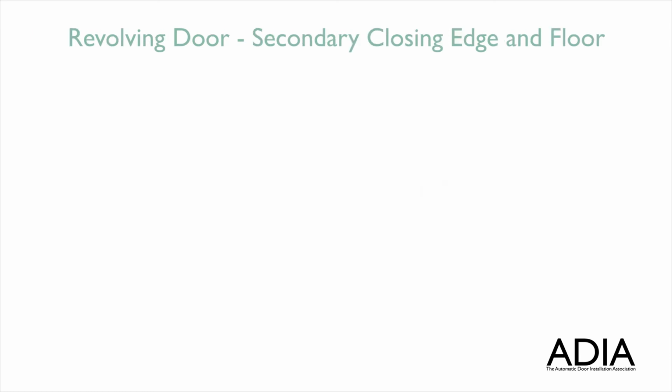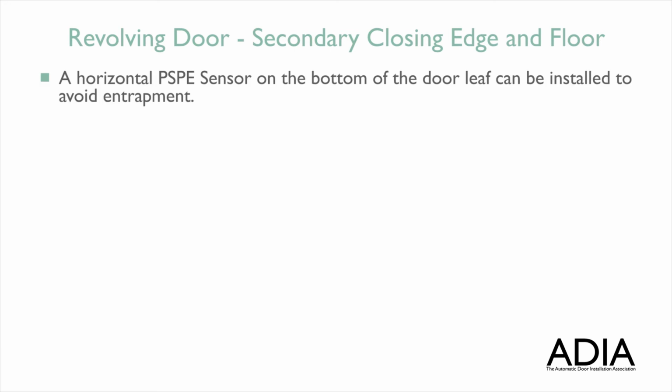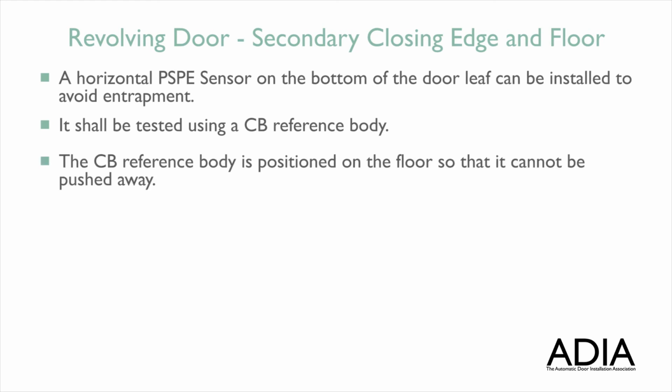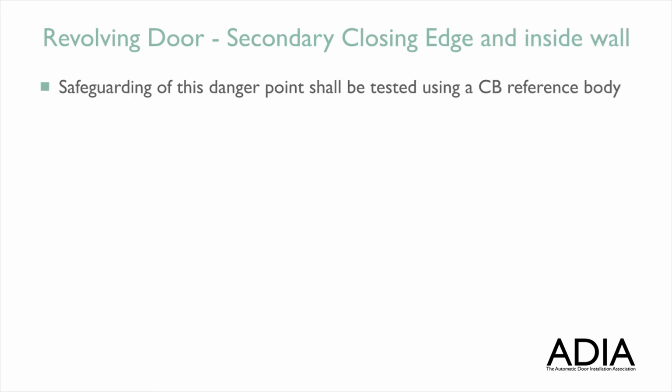Secondary closing edge and floor. A horizontal PSPE sensor on the bottom of the door leaf can be installed to avoid entrapment. It shall be tested using a CB reference body. The CB reference body is positioned on the floor so that it cannot be pushed away. Safeguarding of this danger point shall be tested using a CB reference body.